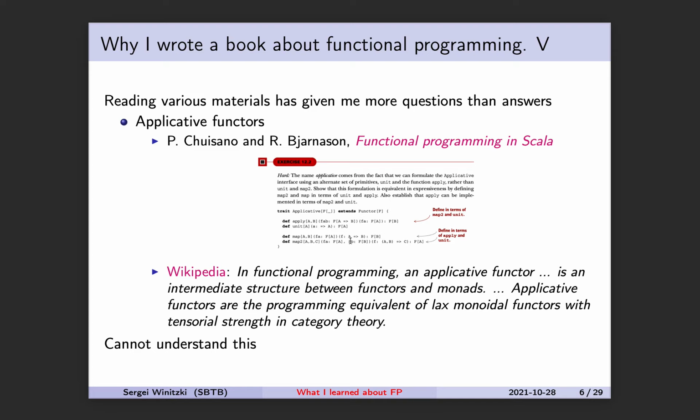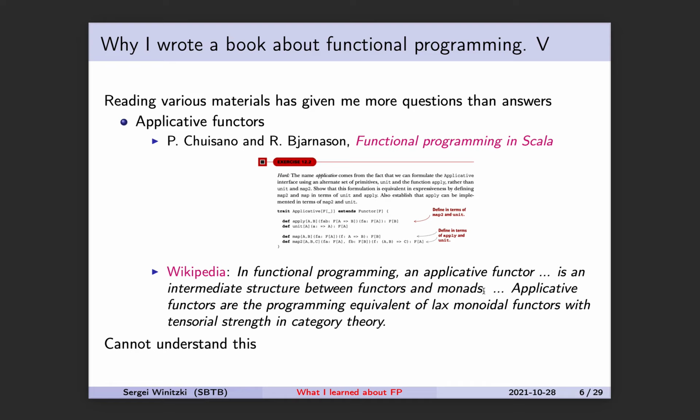Wikipedia is also not helpful. Applicative functor is an intermediate structure between functors and monad. What does that mean, intermediate structure? Is it a functor or not? Is it a monad or not? It is a functor but not a monad, but maybe it is a monad. For instance, list is a monad and it's also an applicative functor. And option is a monad and also an applicative functor. So in what sense is this intermediate? That kind of thing is just completely abstract and doesn't help. So I can't really understand that.